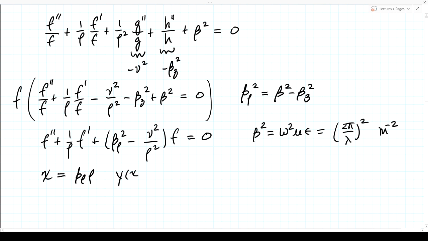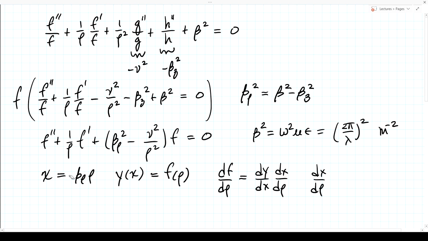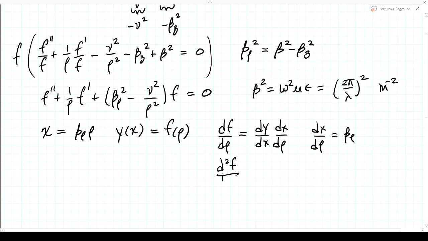And then let's define y of x. Again, y is not the rectangular coordinate, but just a function of another variable x, which is our f of rho. Df d rho, which is f prime here, would be equal to, using the chain rule, dy dx times dx d rho. But what is dx d rho? x is beta rho times rho, so dx d rho is just beta rho. And likewise, the second derivative of f with respect to rho would be the second derivative of y with respect to x times two chain rule factors, beta rho squared. So f double prime is beta rho squared y double prime.